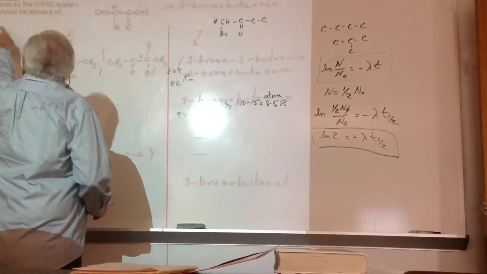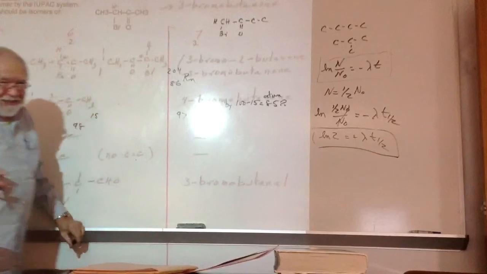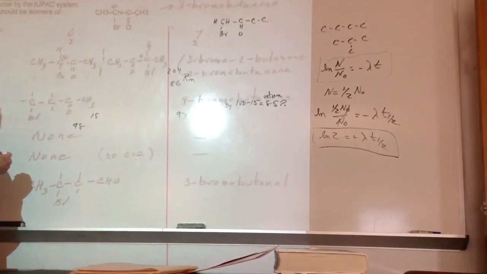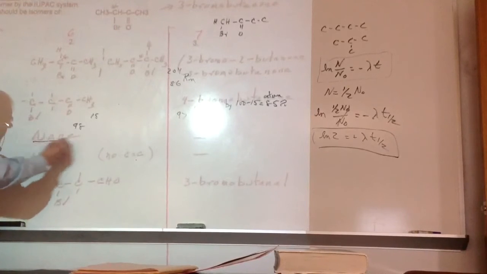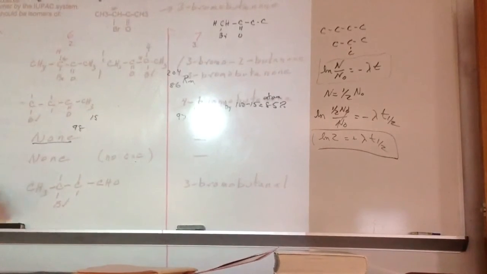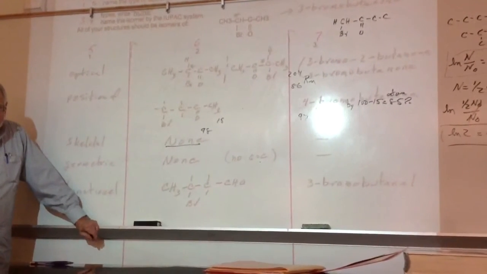It says all structures should be isomers of that. Well, I know, but I could find a skeletal. There is none. And it says if there's none, right? None. But I'm saying that it was skeletal and geometric or something like that. Like it was more than one type of isomer. Well, what you had to do was if you changed it to an aldehyde, then you can make a skeletal isomer. But that's not the molecule I asked you to work with.